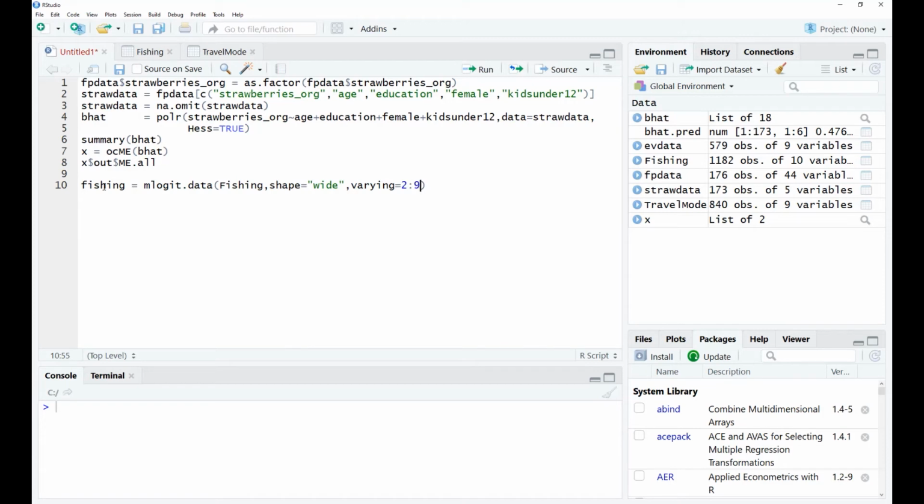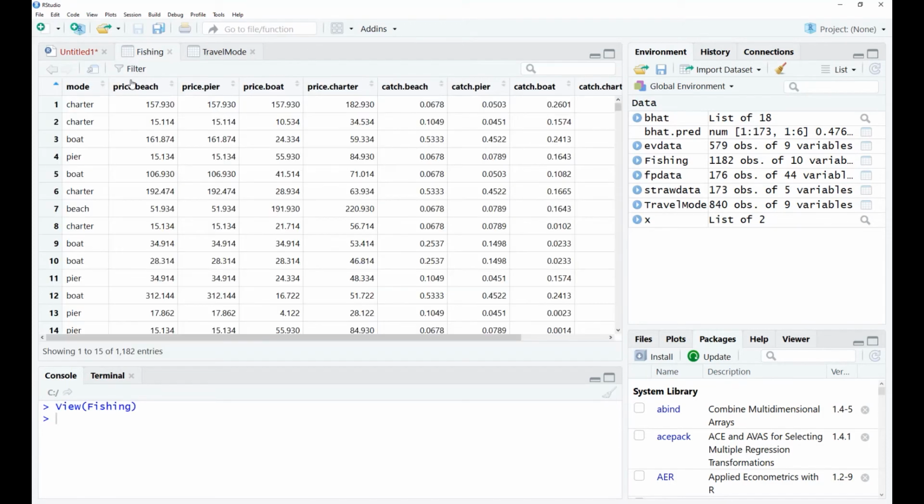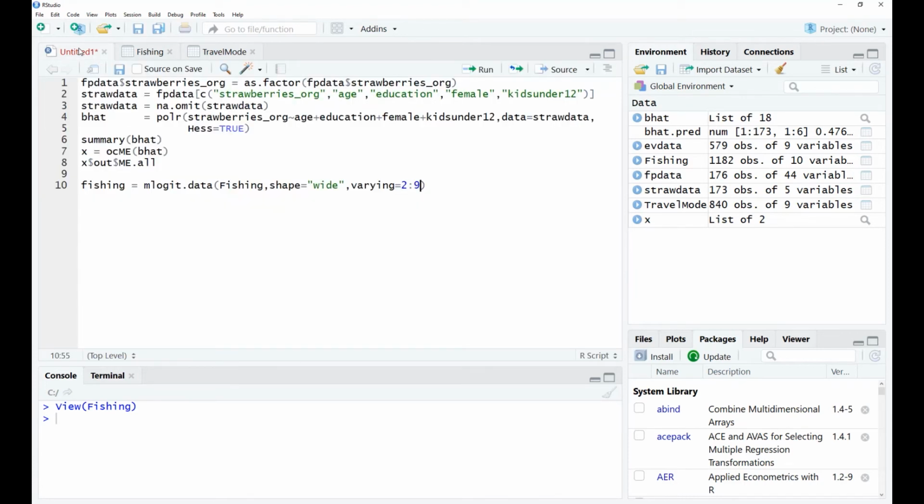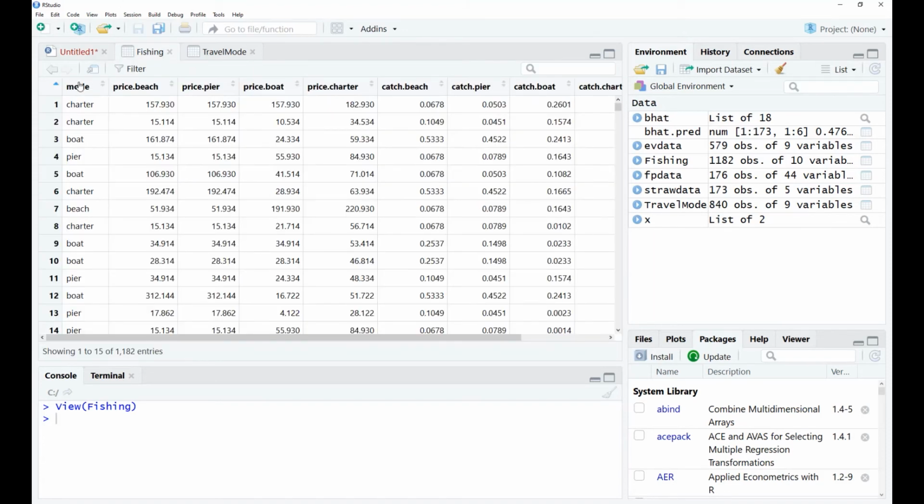Okay. So if you go back into the data, columns 2 through 9 are alternative specific. And the choice that the individual makes is the mode, which is charter, boat, pier, or beach.